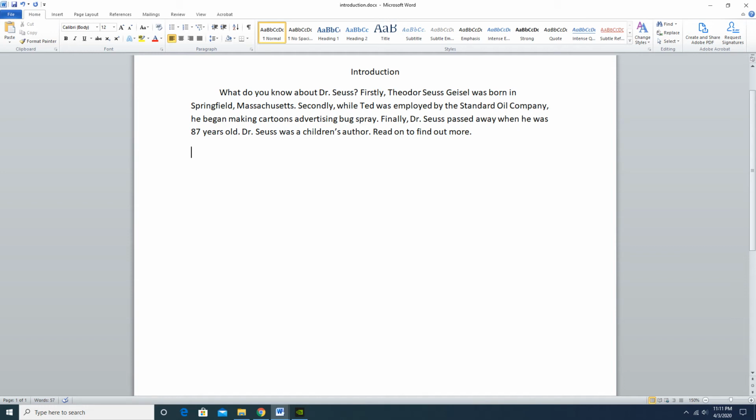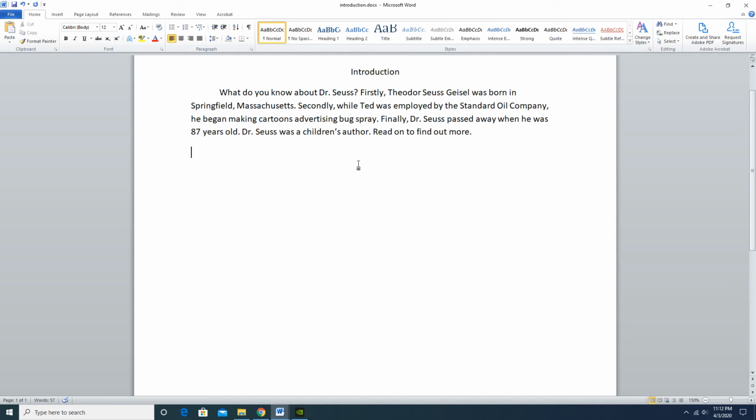It goes, what do you know about Dr. Seuss? Firstly, Theodore Seuss Geisel was born in Springfield, Massachusetts. Secondly, while Ted was employed by the Standard Oil Company, he began making cartoons advertising bug spray. Finally, Dr. Seuss passed away when he was 87 years old. Dr. Seuss was a children's author. Read on to find out more.